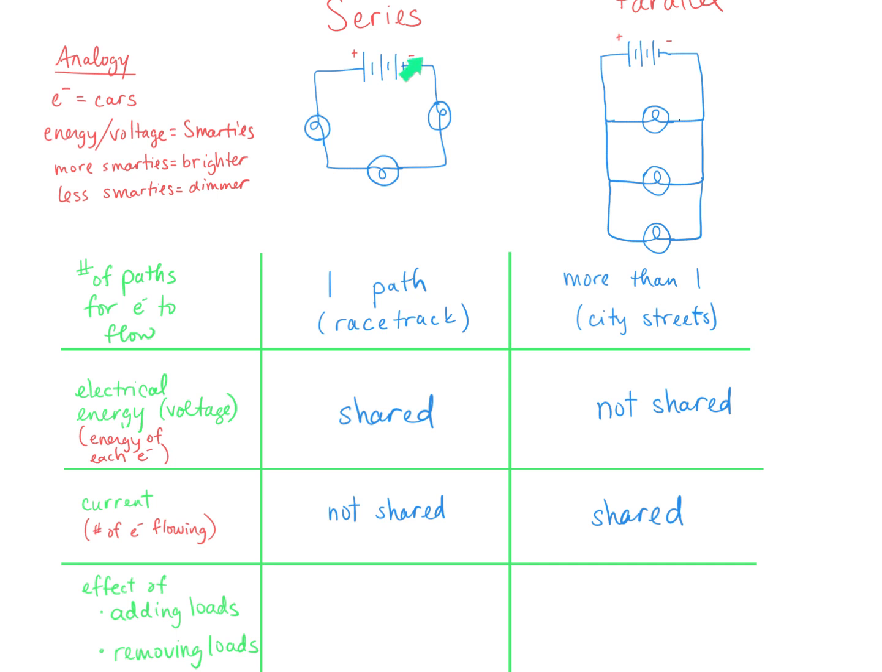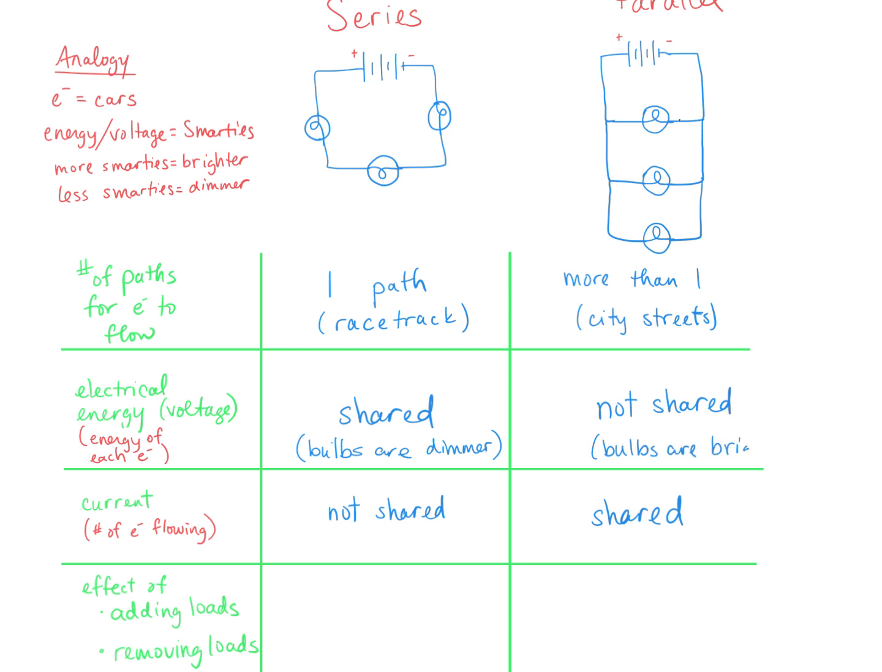If we had 12 Smarties with each car, and we had to dump 4 of them here and 4 of them here and 4 of them here, that's like having fewer Smarties at each of these bulbs. So that would make these bulbs dimmer, or less bright. Whereas in this case, the cars that came this way dumped all 12 Smarties. So at each of these bulbs, the cars that get there are dumping all 12 Smarties, and so that would make these bulbs brighter.